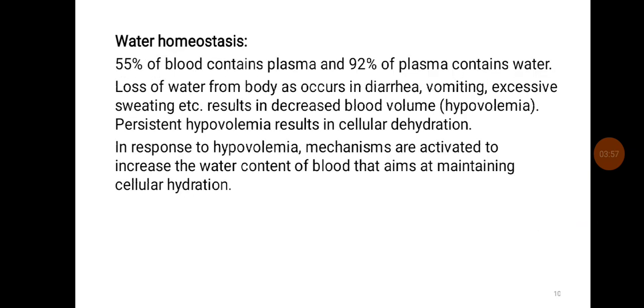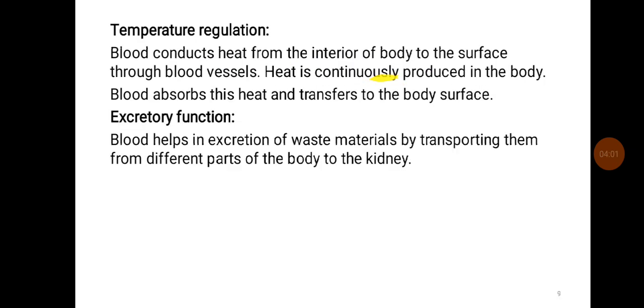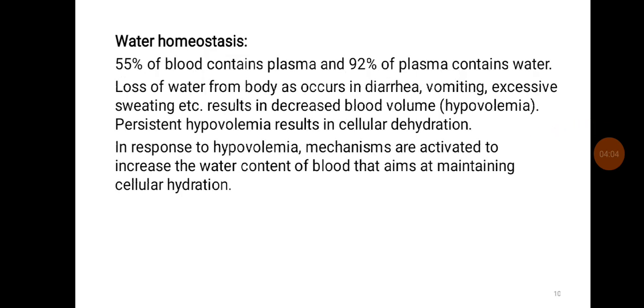It is involved in water homeostasis. 55% of the blood contains plasma and 92% of the plasma contains water. Loss of water from the body occurs in diarrhea, vomiting, excessive sweating, etc. This results in decreased blood volume, which is also called hypovolemia. Persistent hypovolemia results in cellular dehydration. In response to hypovolemia, mechanisms are activated to increase the water content of the blood that aim at maintaining cellular hydration.